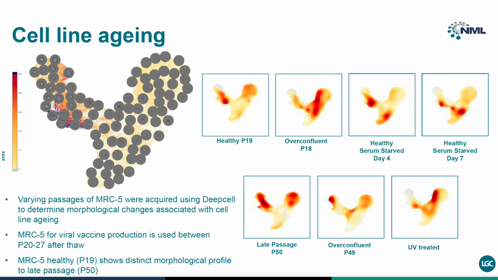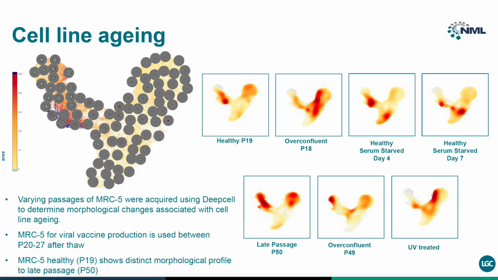This is due to their finite lifespan of about 42 to 48 population doublings. Now, what we were able to show here is that, again, the healthy cells, passage 19, versus a late passage of passage 50, for example, and UV treated as a control, show significant area distribution within DeepCell. So for the healthy samples, specifically clustering on one corner.